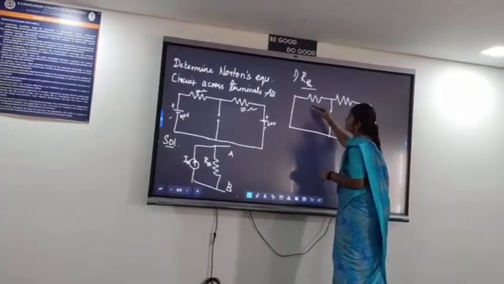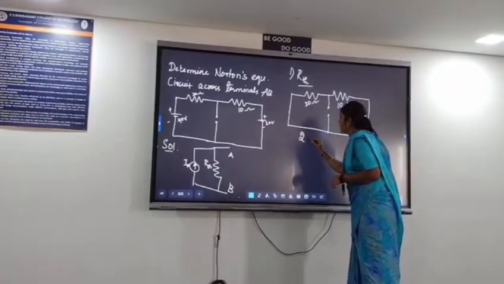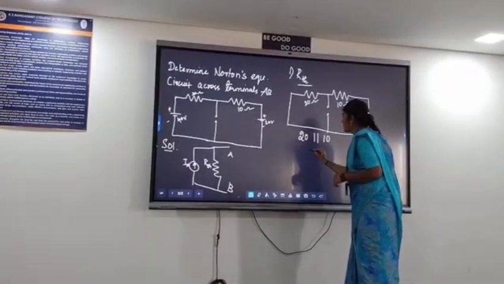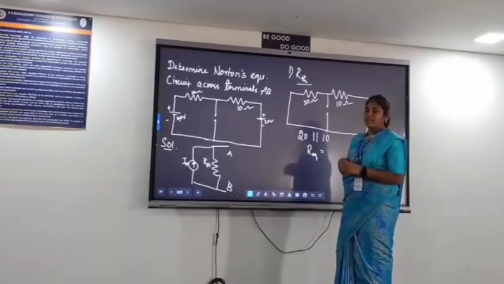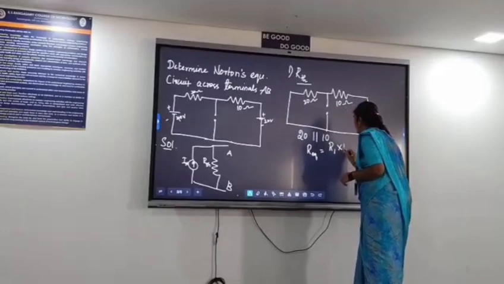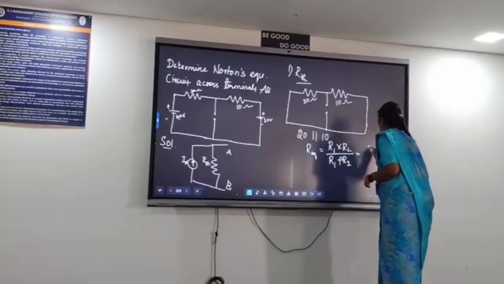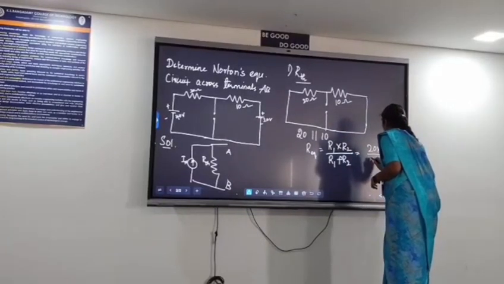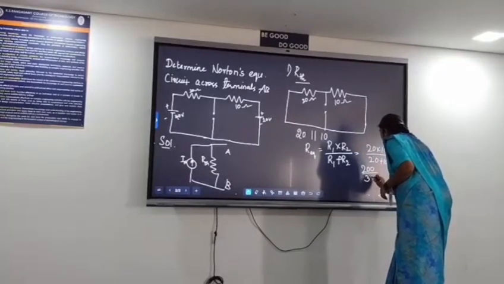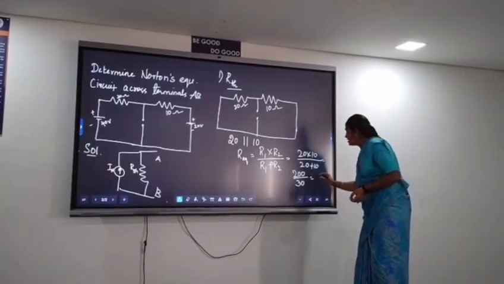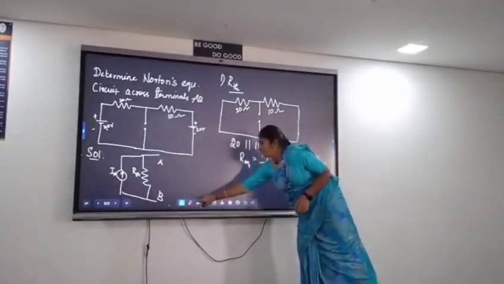Now in this resistor circuit, the 20 ohm resistor is in parallel with the 10 ohm resistor. To find the equivalent resistance, R1 cross R2 divided by R1 plus R2 is equal to 20 cross 10 divided by 20 plus 10, which is equal to 200 divided by 30, which is 6.66 ohm. So the value of RTH we have found is 6.66 ohm.